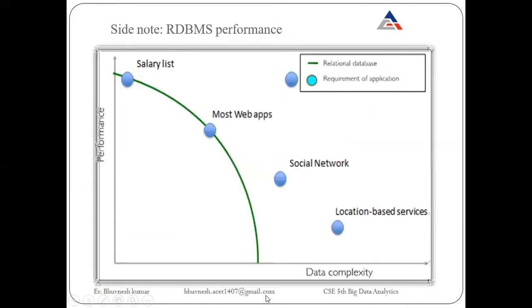According to RDBMS, performance is degrading day by day. In the 1990s, if we were creating a salary list or web applications, at that time we used the RDBMS concept. But performance is degrading day by day because social networking is added, location-based services and the GPS concept are added, and they are providing a maximum of data. That is why RDBMS performance is degraded, and according to that a new concept is added, the NoSQL concept, and that is used in Hadoop.